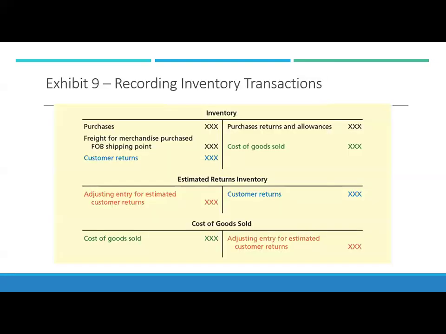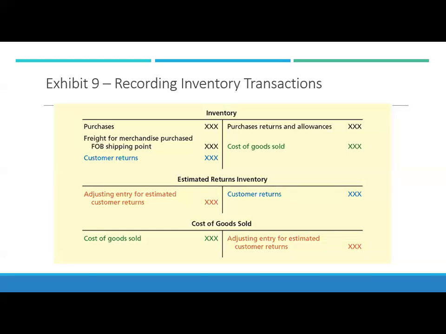And so this is everything that can happen. It's the general flow of journal entries in these accounts. Inventory, debit for purchases, and then crediting cost of goods sold reduces the inventory, and cost of goods sold, of course, increases cost of goods sold.